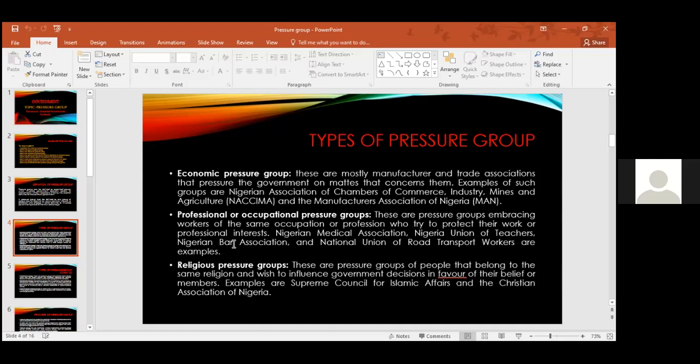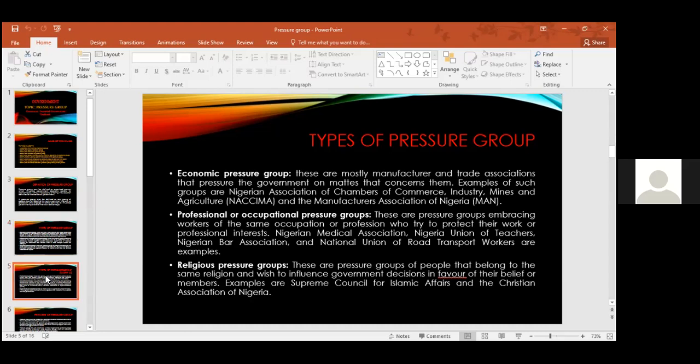We have the religious pressure group. From the word religious, it is actually a group of people that come together based on their beliefs. For example, we have the Supreme Council for Islamic Affairs. These are the ones that represent everything that has to do with Islamic interest in Nigeria, while the Christian Association of Nigeria represents everything that has to do with Christianity in Nigeria. So these religious pressure groups are the ones that influence the decisions of the government as regards religion.